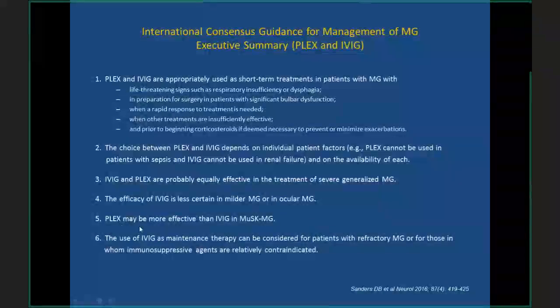Plasma exchange may be more effective than IVIG in MuSK myasthenia gravis. As we know, in MuSK myasthenia gravis, most of the patients will have bulbar symptoms. So if a patient has bulbar symptoms, you might consider plasma exchange before IVIG. IVIG can also be used as a maintenance therapy for refractory myasthenia gravis.